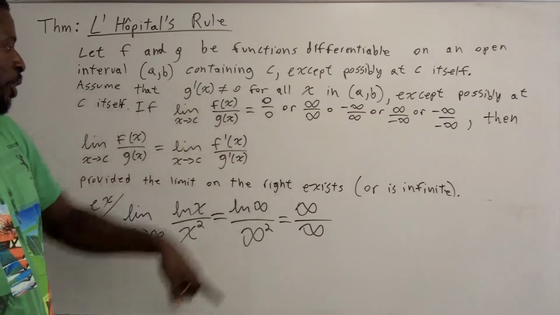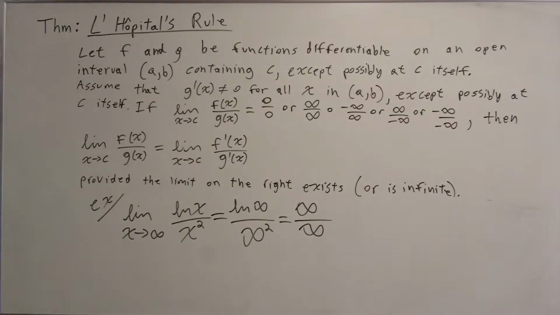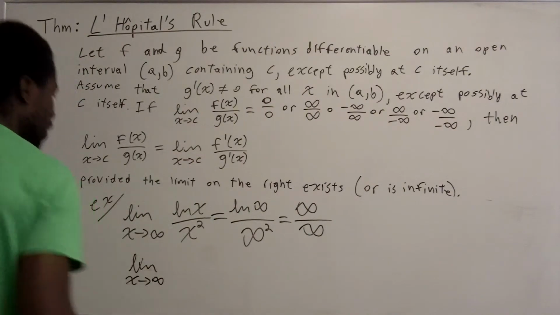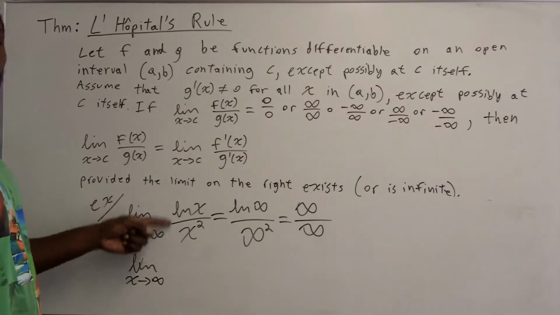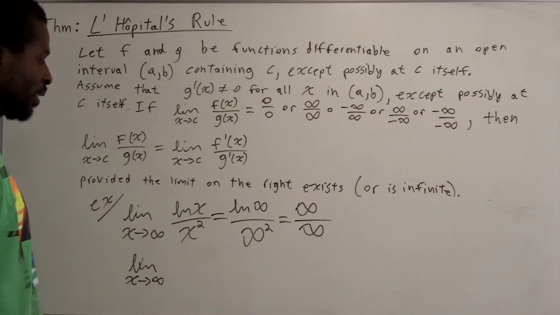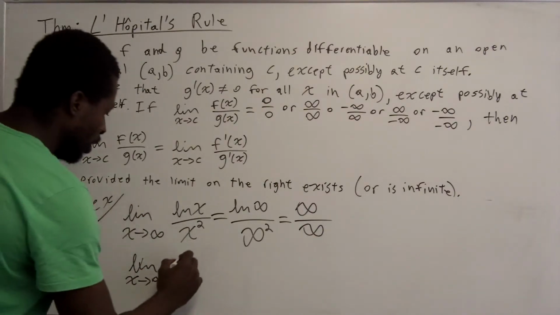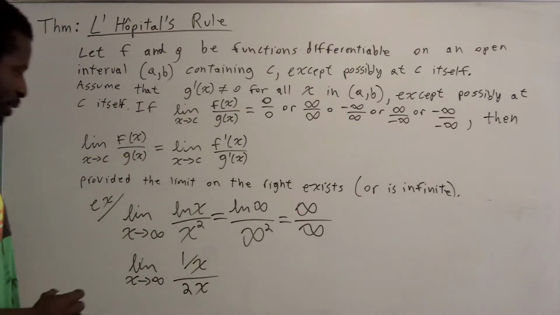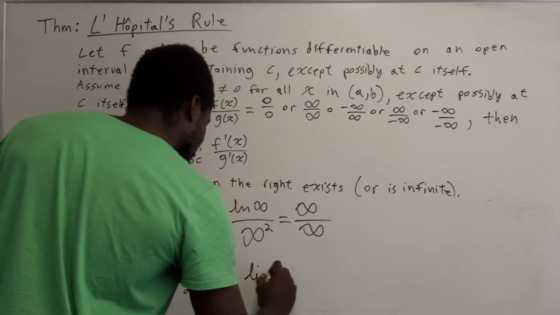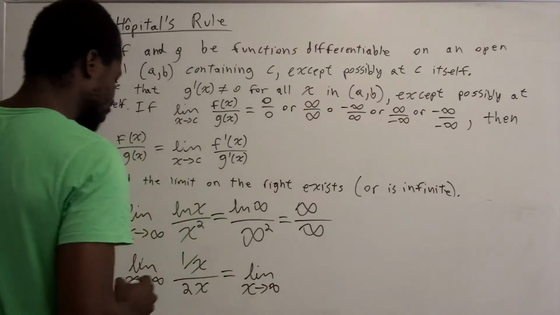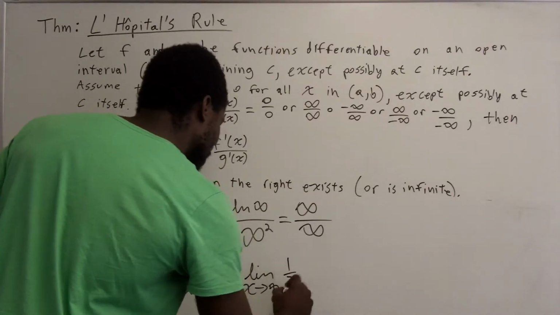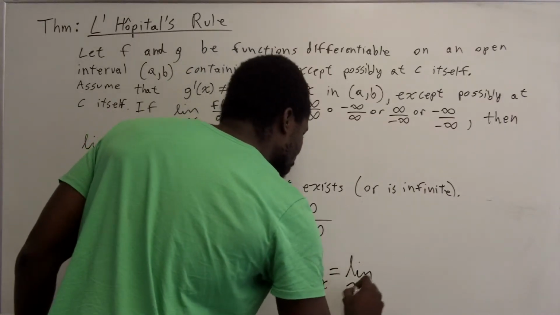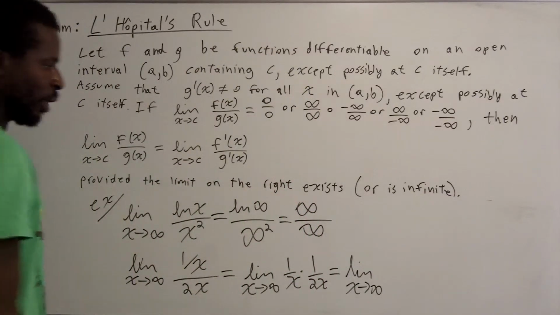Whenever you get that indeterminate form, you can also use L'Hopital's rule. And L'Hopital's rule says this limit is equal to the limit of the quotient of the derivatives of these two functions, if that limit exists. Well, the derivative of the natural log is 1 over x, and the derivative of x squared is 2x. So once again, this is the limit as x approaches infinity of 1 over x times 1 over 2x, which is the limit as x approaches infinity of 1 over 2x squared.